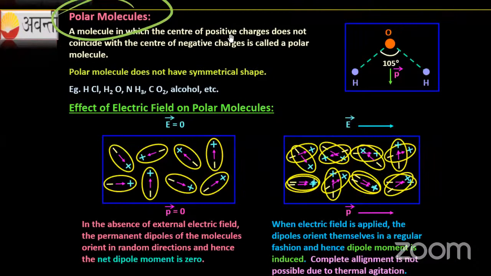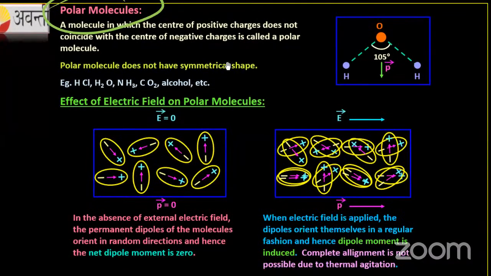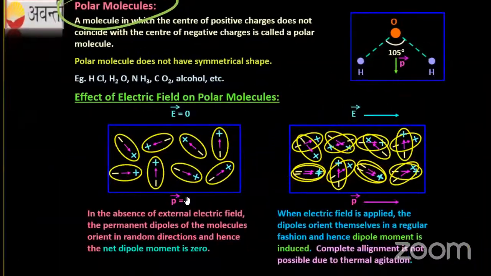See, the molecule which has the center of positive charges not coinciding with the negative charge makes a dipole moment. Dipole moment means two charges separated by some small distance. That we call polar molecules, and most probably polar molecules do not have a symmetrical shape. If I consider this middle one as a system, the molecules inside are randomly arranged, right?